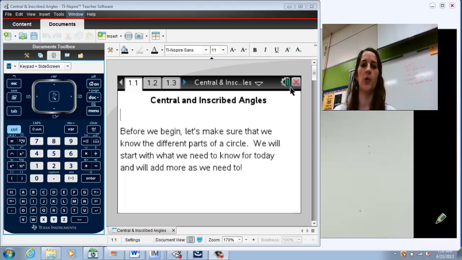Hello. Today we're going to review the central and inscribed angles in a circle. But before we begin, let's make sure we know the different parts of a circle. We will start with what we need to know for today, and we'll add more as we need to.